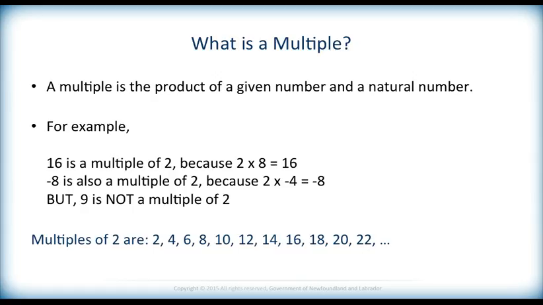However, 9 is not a multiple of 2. There's nothing that we can multiply by 2 in order to get 9. Some multiples of 2 are 2, 4, 6, 8, 10, 12, 14, 16, 18, 20, and 22. Well, how do we get these multiples of 2? You start off with 2 times 1, 2 times 2, 2 times 3, and so on.